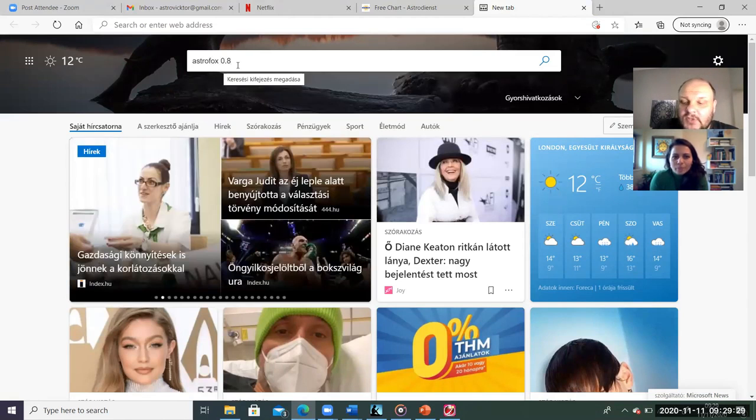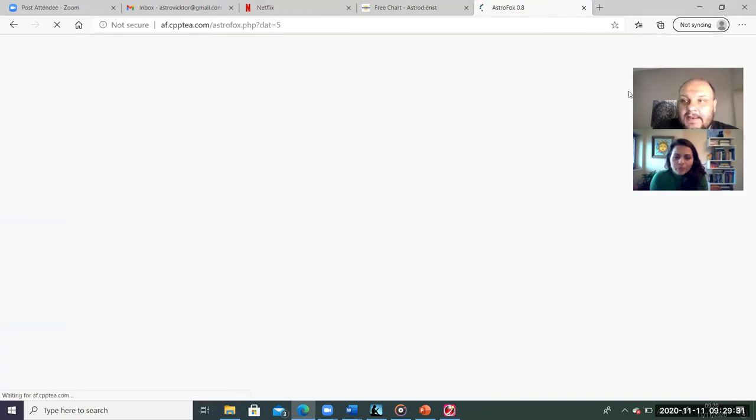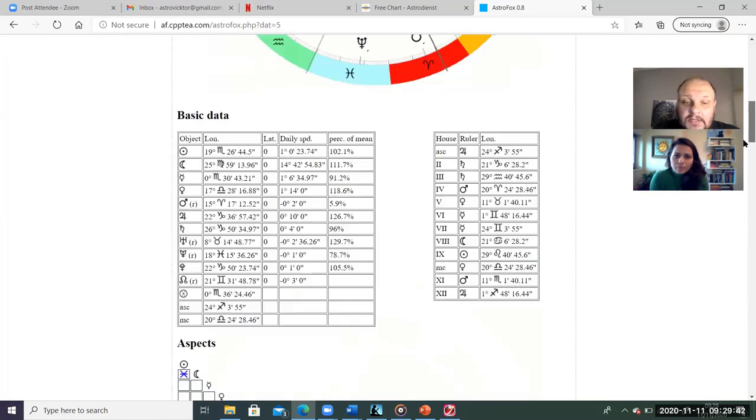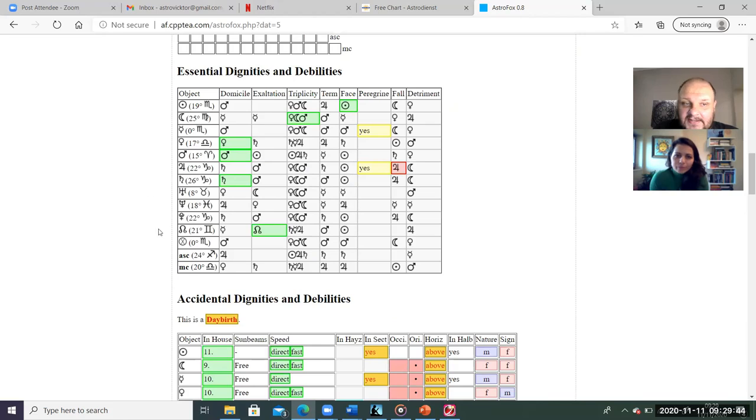If you type in AstroFox 0.8, then basically you just have to fill out the data here. You're going to have to put down the longitude and the latitude manually. I recommend you choose whatever house system you prefer. And then basically you're going to get the essential dignity table when you scroll down here. The green means that it's in rulership, so you can see it has got dignity. The red means it's detriment or fall. And the yellow means peregrine. Now, peregrine means that the planet has no dignity whatsoever in the chart.